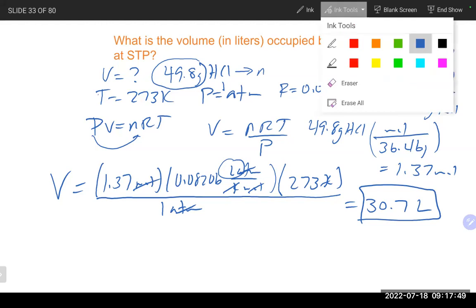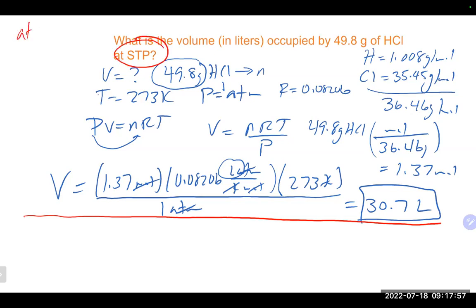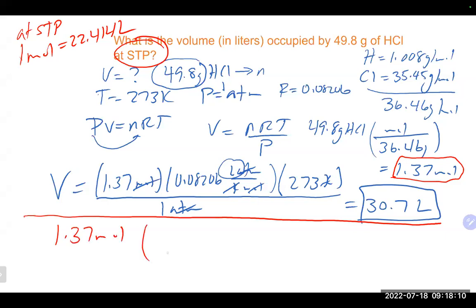Now, could we have solved this another way? The answer is yes, we could have. Because we are at STP, that is the time where we can use that relationship that 1 mole is 22.414 liters, which means we could have just taken our moles and multiplied it by 22.414 liters and that would give you 30.7 liters.